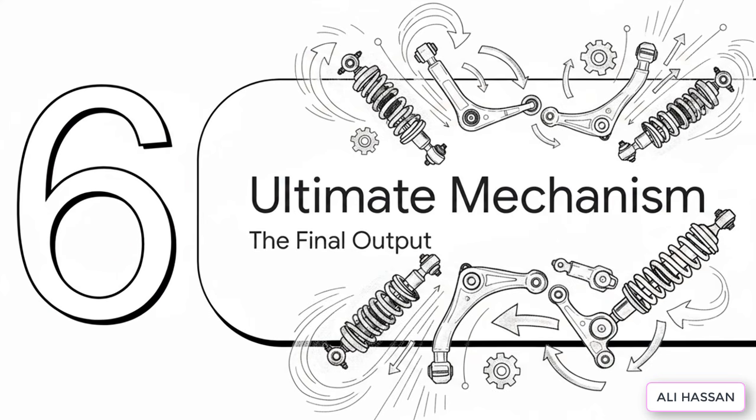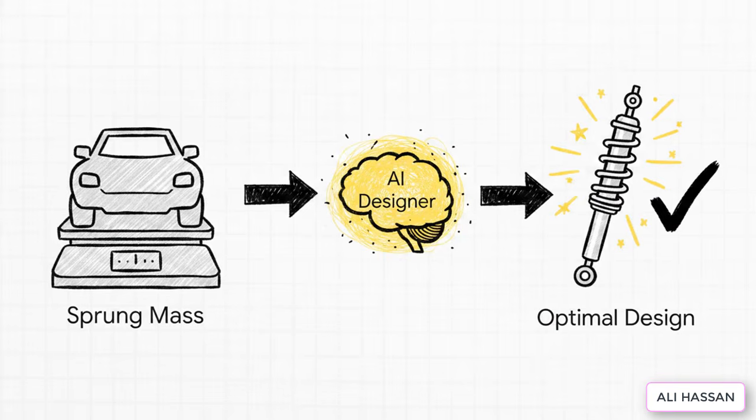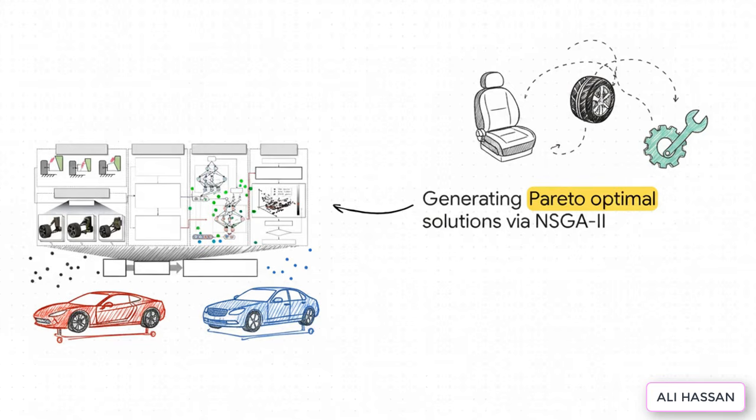Section 6, Designing the Ultimate Mechanism. This brings us to the climax of the framework, showing the final, powerful output of the trained AI model. Because the AI has now fundamentally learned how these suspensions behave under stress, the workflow becomes incredibly simple for the actual automotive designer. Literally, all the designer has to do now is input the vehicle's sprung mass, which is just the weight of the car body. That's it. The AI instantly skips all those expensive, time-consuming simulations and immediately recommends the best mathematical parameters for the perfect suspension.